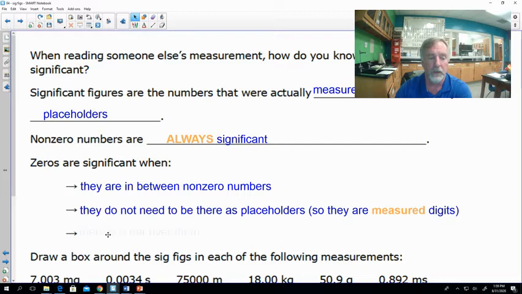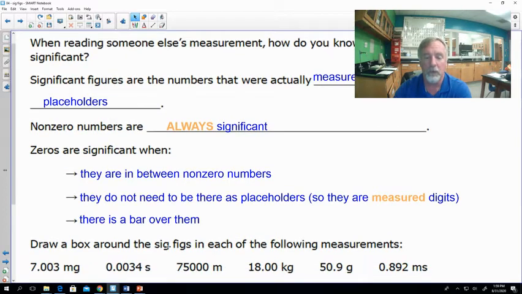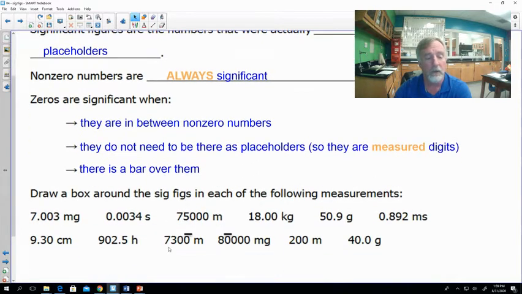Zeros are also significant when there's a bar over them. Some of you might have seen this in your math class. That bar represents that digit repeating. All right, so I'll explain placeholders a little bit more in these examples I'm going to show you. So now, in the last few bits, I want to draw a box around the significant figures in each of the following measurements. Now, we know all our non-zero digits are always significant. So if we see a non-zero number at the beginning and a non-zero number at the end, we know all the numbers in between are significant, right?